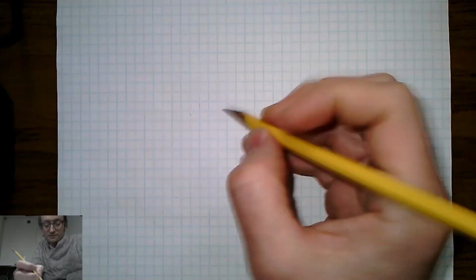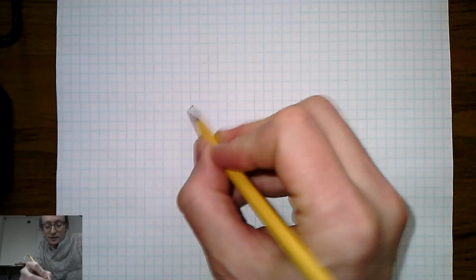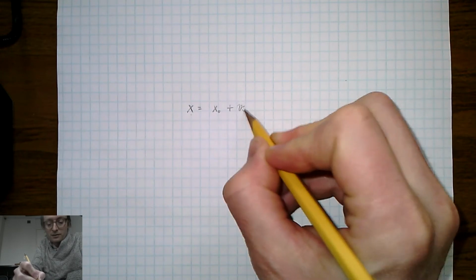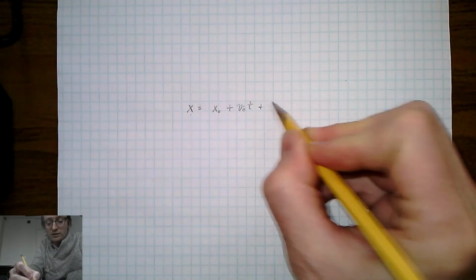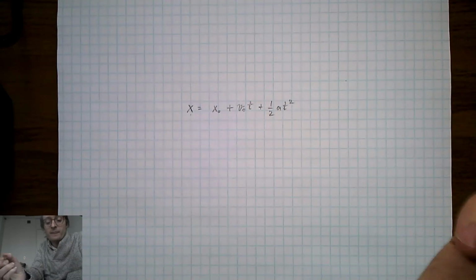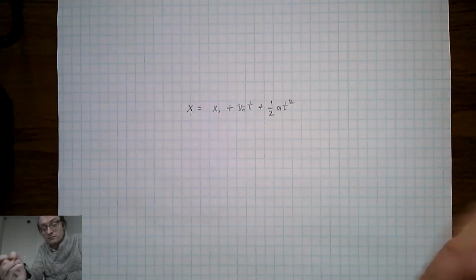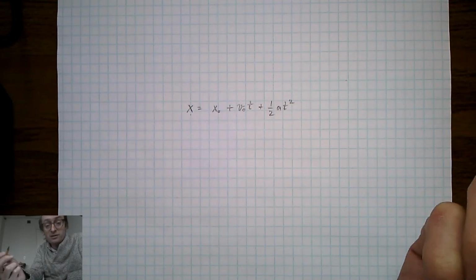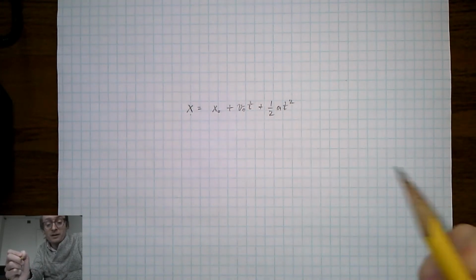Assuming we're in the x direction, which we can make the default horizontal motion, we ended up with an equation that looked like this. We had x equals x naught plus v naught t plus 1/2 at squared. On the left we have x. Sometimes we call that the final position, but really it's just our position as a function of time.